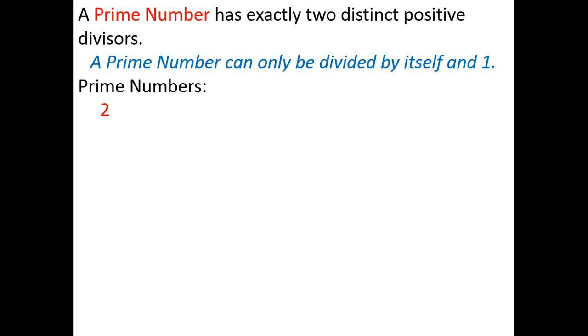So what are the rest of the prime numbers? Well, they go on infinitely, but if we look at the ones after 2, 3 is prime, 5 is. Now 4 isn't because 4 can be divided by 1, 2, and 4, so it has 3 distinct positive divisors. 7 is prime, 6 is not, because 6 has 1, 2, 3, and 6 as divisors. 11 is prime, 13's prime, 17's prime, 19 is prime, 23 is prime, 29 is prime, and the primes go on forever and ever and ever.